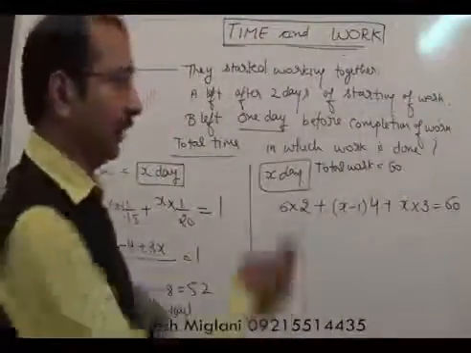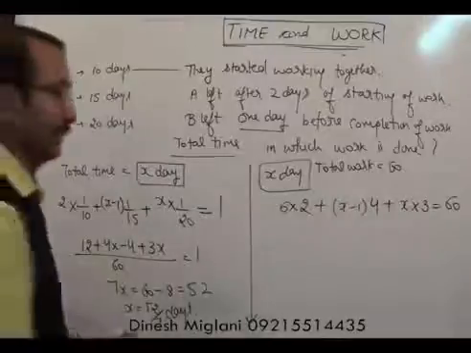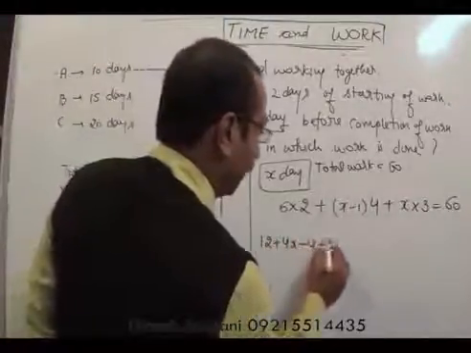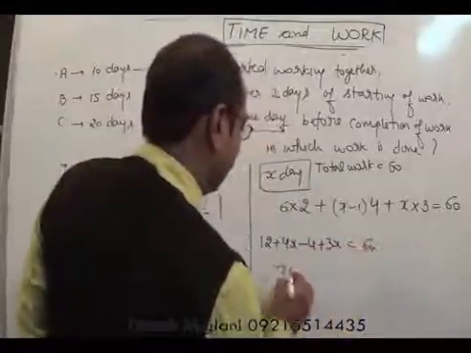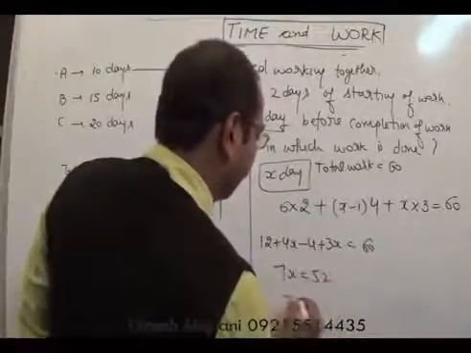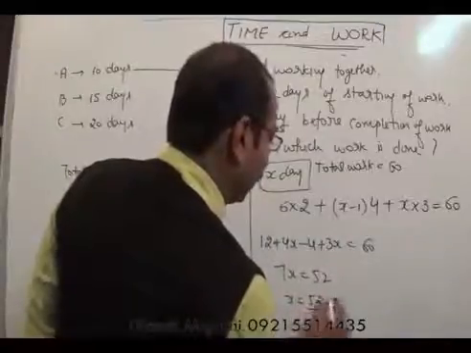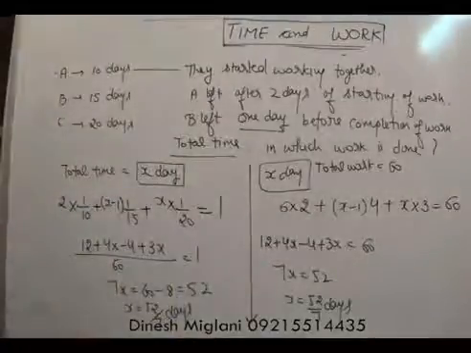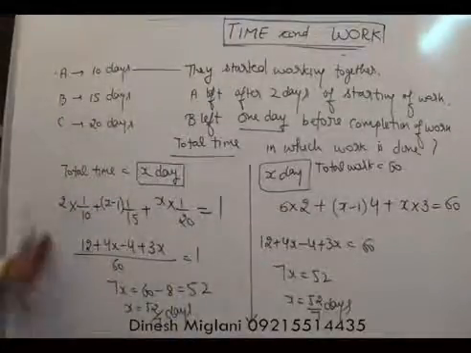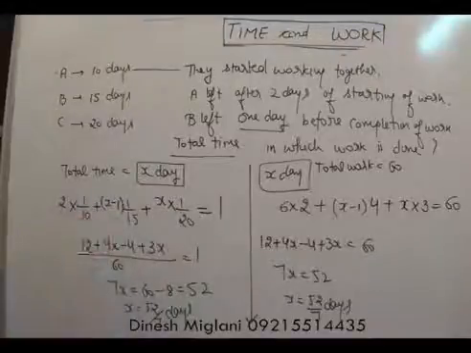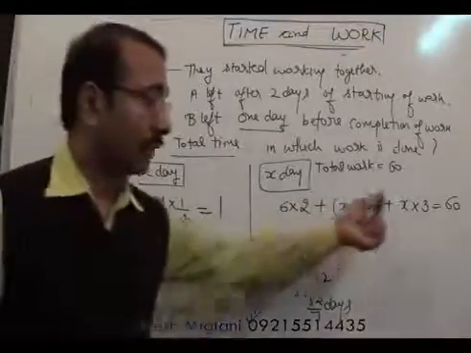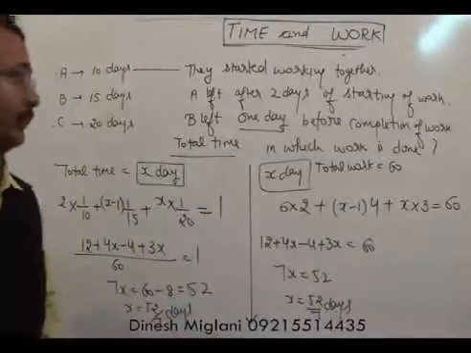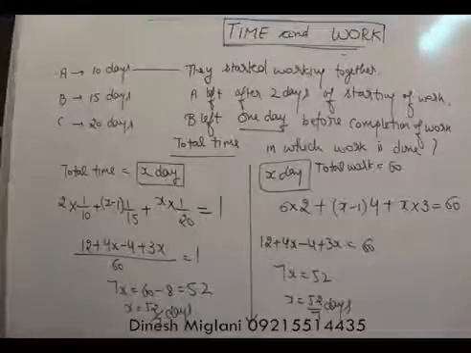What we have done? We individually took the work of A, B and C. Now 12 plus 4x minus 4 plus 3x equal to 60. 7x equal to 52. X equal to 52 upon 7 days. Your answer will be the same. There will not be any change in the answer, only a change of approach. Either you can take total work to be 1, you have to apply this, or you can take total work to be 60, in that case you have to apply this and your answer is there. Right? I hope this point is clear to you.